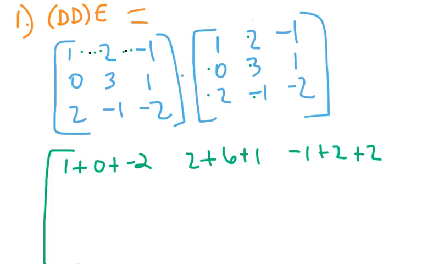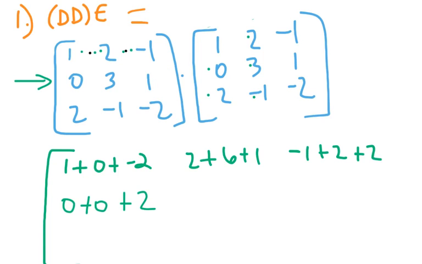So let's move on to the second row. And we're going to do the process over again. So I'm going to take a look at row 2 and then do the same process with column 1, column 2, and column 3. Okay, so I have 0 times 1, which is 0. I have 3 times 0, which is also 0. Plus I have a 1 times a 2, which is just plus 2.